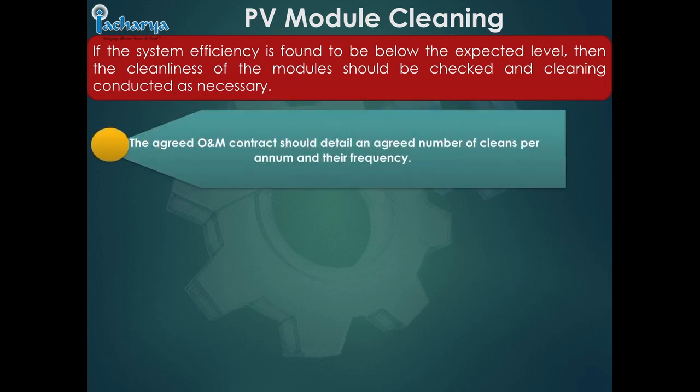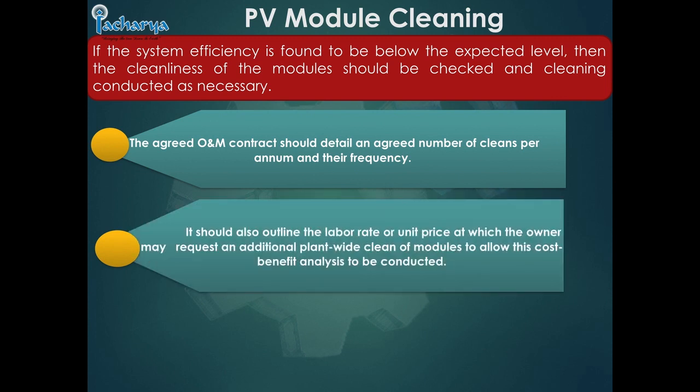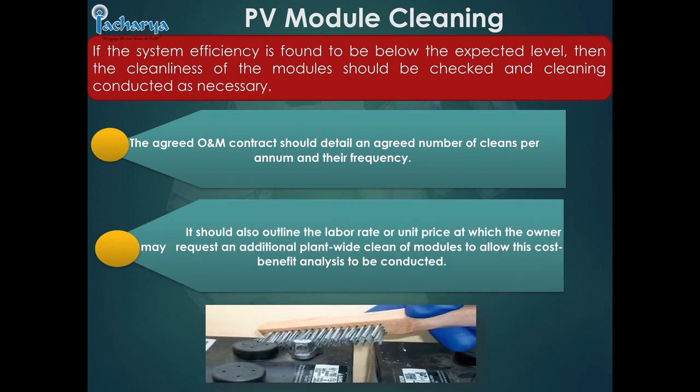The agreed O&M contract should detail an agreed number of cleans per annum and their frequency. It should also outline the labor rate or unit price at which the owner may request an additional plant-wide clean of modules to allow this cost-benefit analysis to be conducted.